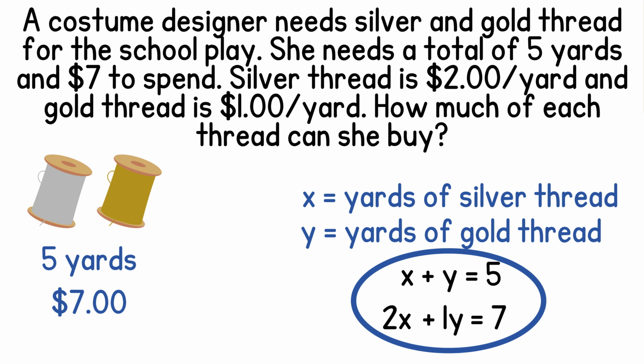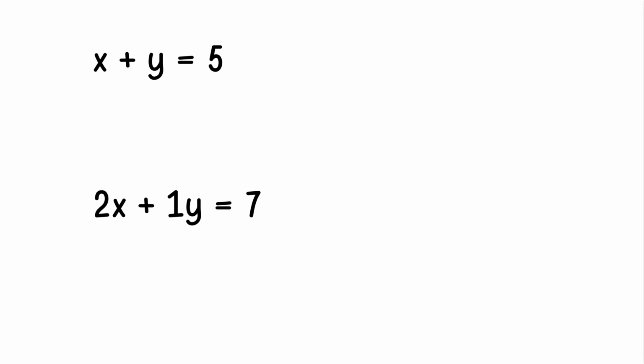Now we have a system of equations that represents this situation, so we can graph both of the equations and find the intersection. But these equations are currently in standard form. We'll have to put them in slope-intercept form first to graph them. So we'll start by putting these equations in slope-intercept form by solving for y. In the first equation, x plus y equals 5, we'll subtract x from both sides to get y by itself. So we have y is equal to negative x plus 5.